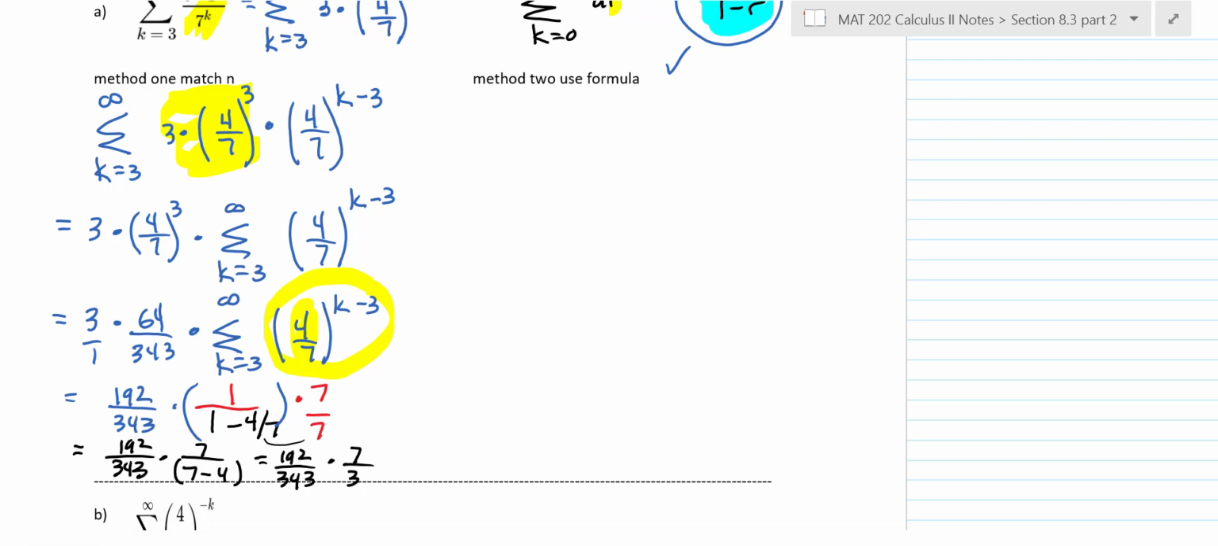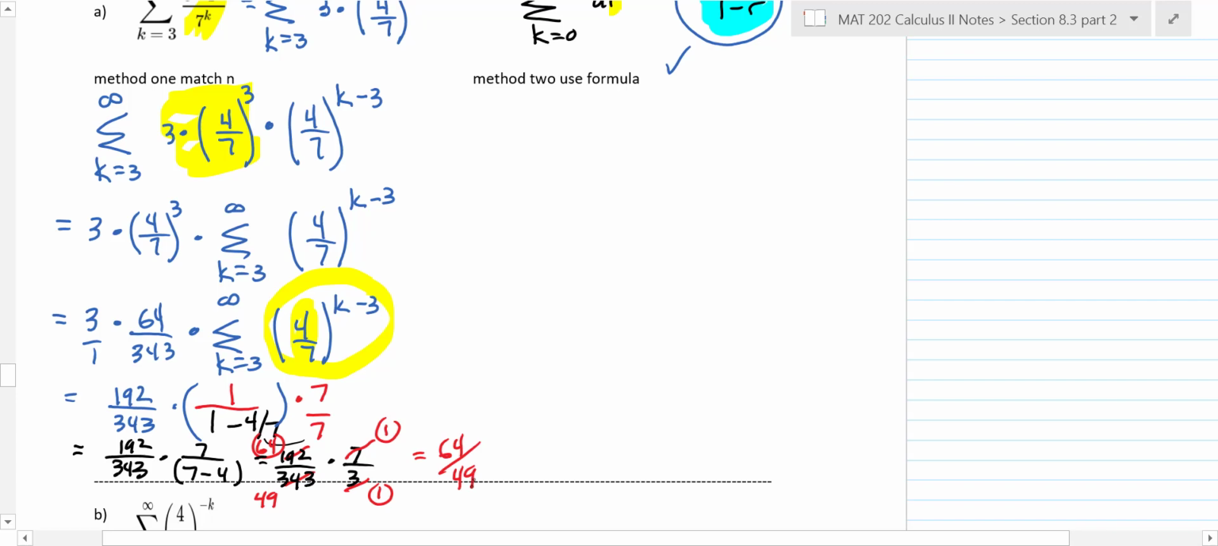Okay, so now what you can do here is I think you can reduce this. So I think 7 goes into 7 once, 343 divided by 7, I think, is 49. Okay, and then 192, 3 goes into 3 once, 3 goes into 192 64 times, so you have 64 over 49. That would be the value of that infinite series, believe it or not.